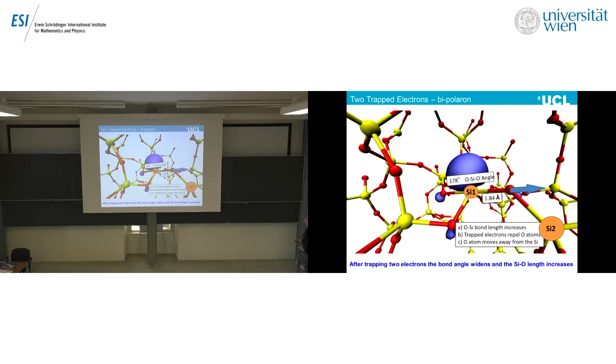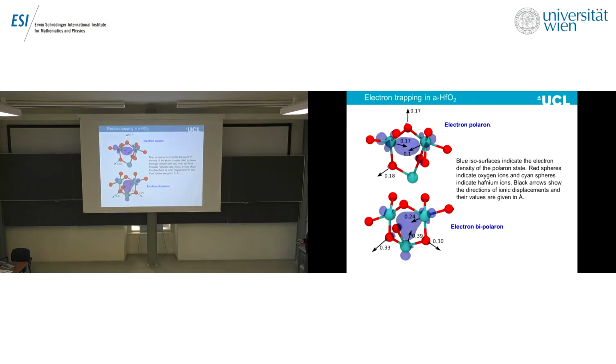An important part of that story is that if you add another electron to the system, you form a bipolaron. So this bipolaron is a deeper state, and it induces more relaxation into the lattice. So this bond, for example, gets elongated to about 1.8 angstrom. And I don't have time in this talk, but this has huge consequences because we have shown that this oxygen then can move away with quite a small barrier, and so you produce Frenkel defects, and this can produce some degradation in these oxides, etc.